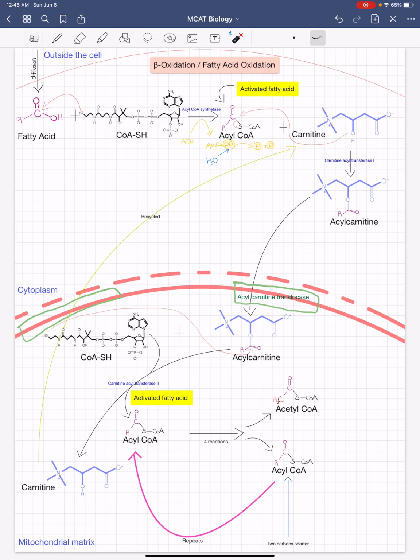The first step in beta-oxidation occurs in the cytosol, where a fatty acid is converted into acyl-CoA, an activated fatty acid. The enzyme acyl-CoA synthetase, located in the outer membrane of the mitochondria, catalyzes this reaction where a CoA molecule acts as a nucleophile and attacks the carbon on the fatty acid. This ends up forming a thiol-ester bond between the two molecules, creating acyl-CoA.